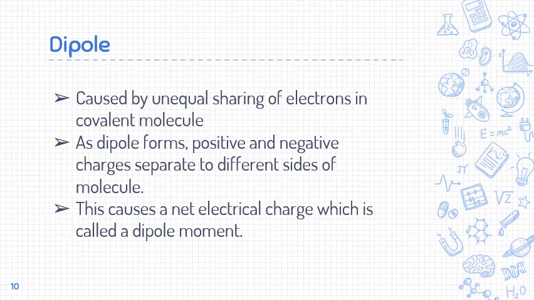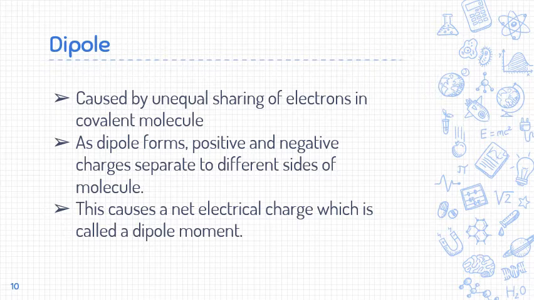So we know that in a covalent molecule, we have two atoms that are sharing their electrons rather than transferring them. But sometimes one of those atoms wants the electrons a little bit more than the other one. That one we say is more electronegative. So as that happens, it's going to kind of hog those electrons, keep them closer to that more electronegative atom.